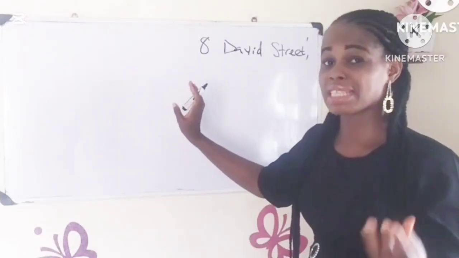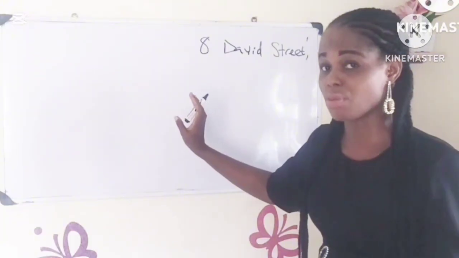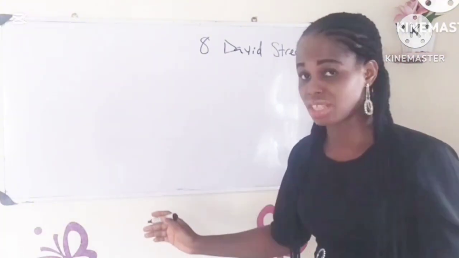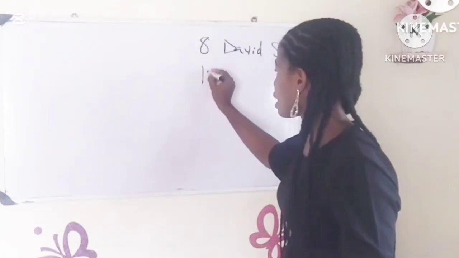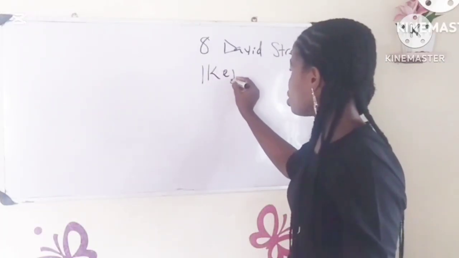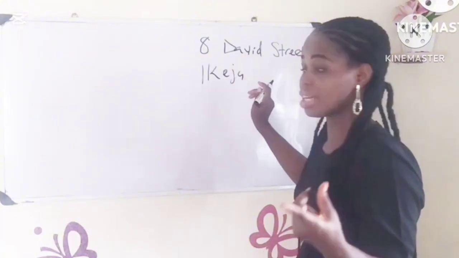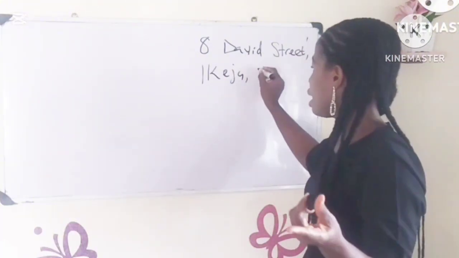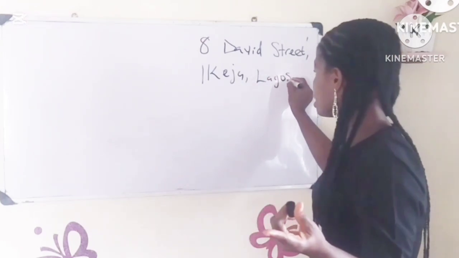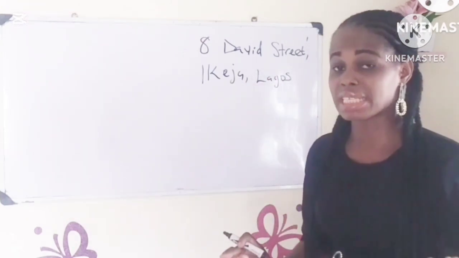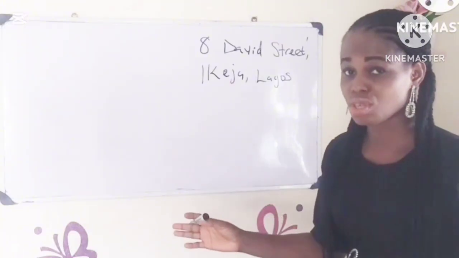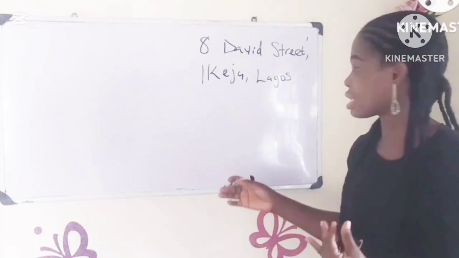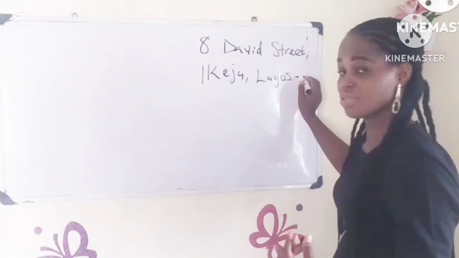Now on the next line, you write the town's name or the city's name. Let's say David Street is in Ikeja. Ikeja is the town's name. Where is Ikeja? Let's say Ikeja is in Lagos. So then Ikeja, Lagos. If you are asked to write a letter to your uncle that is living abroad, you have to include Nigeria, but otherwise you stop at Lagos. Put a full stop here.